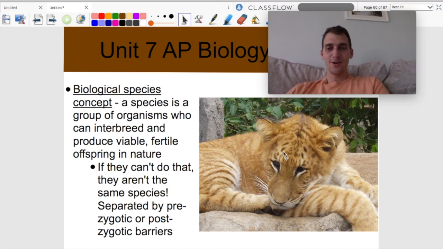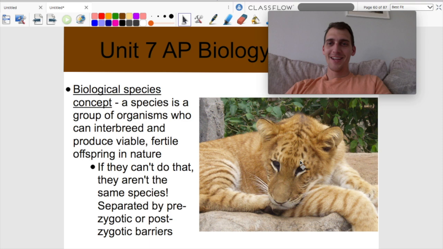So what I have here, this little cutie, is a liger. It's pretty much my favorite animal. I hope you understand that reference. It is a cross between, I want to say, a female lion and a male tiger, I want to say.